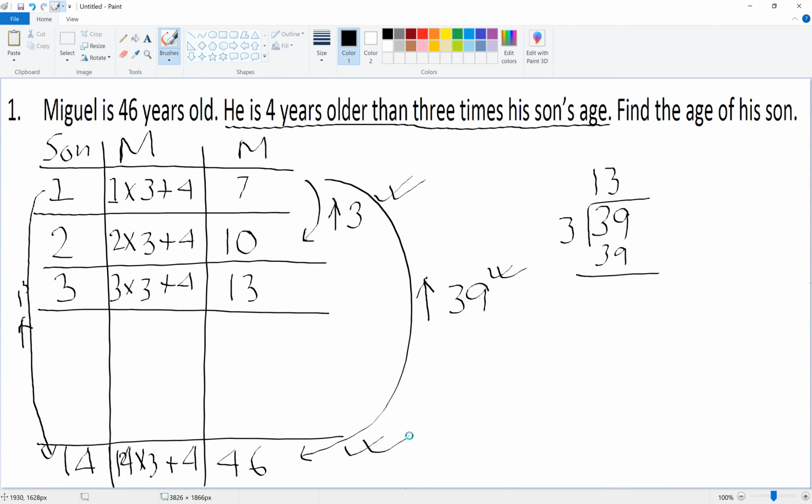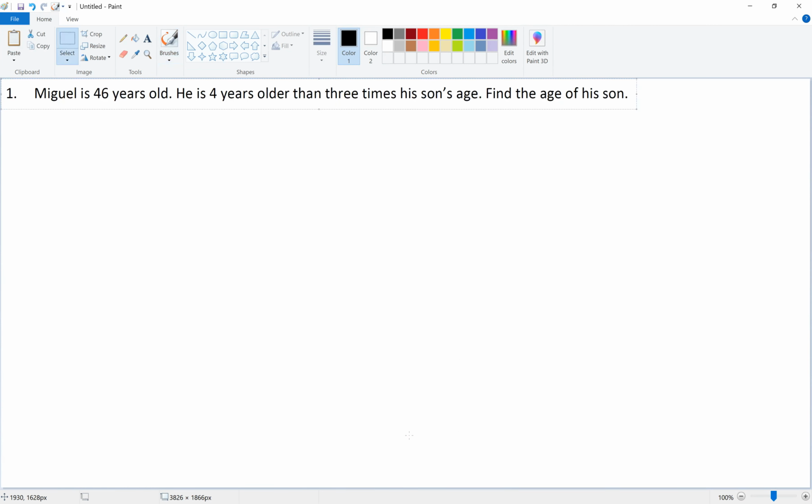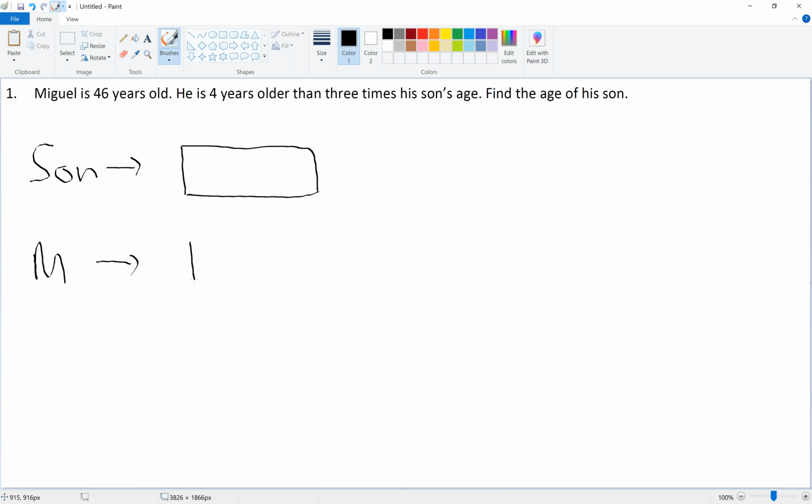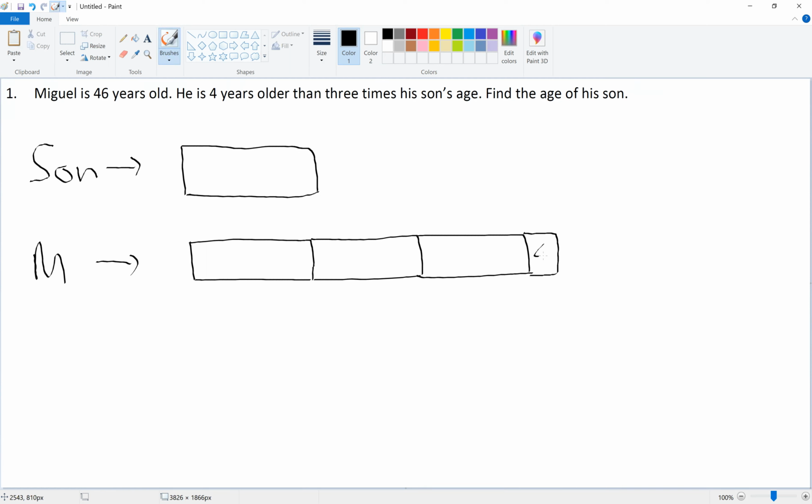I'm going to show you another method. So let's say his son is this age. We call it the brick method. Then Miguel will be 3 times of that, which means he will have 3 bricks. And he also said 4 years more, so this is 4 years. So this is his son, 3 times, and 4. And the total is 46.